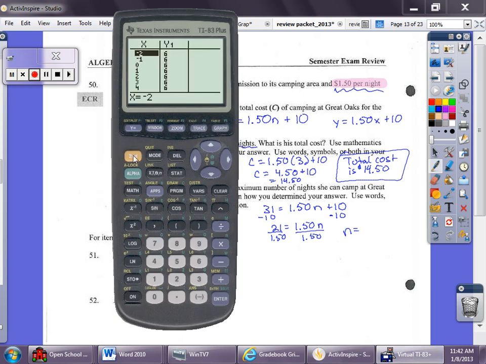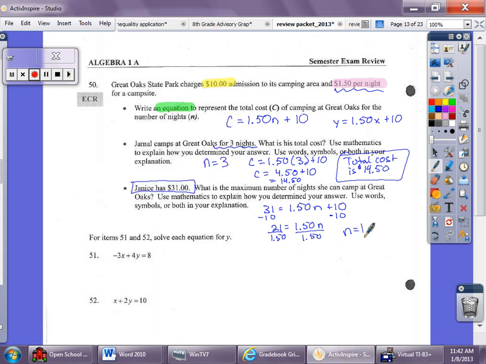So we'll just use our calculator real quick. 21 divided by 1.5 is 14. So we know that n equals 14. So Janice can camp for 14 nights.